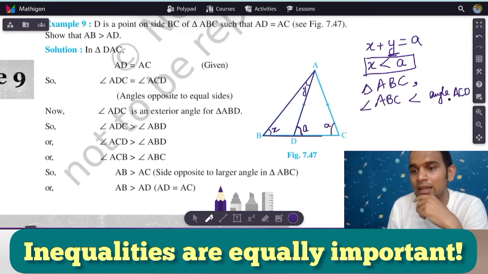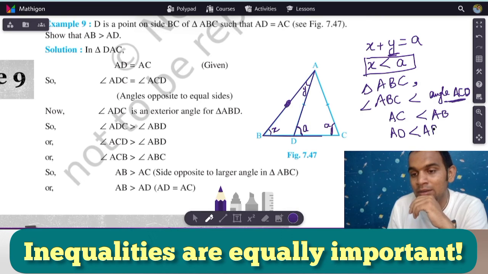ACD. Now if ACD is bigger, then its opposite side must also be bigger. What is the meaning of that? Opposite side of ACD, that means the opposite side in triangle ABC is this one, right? So AB is greater than, what is the other? Opposite side of X is AC. Yes or no? Now we already know AC is equal to AD. So instead of AC, I will write it as AD. So AD is less than AB, or AB is greater than AD. That is what we wanted to prove, right?